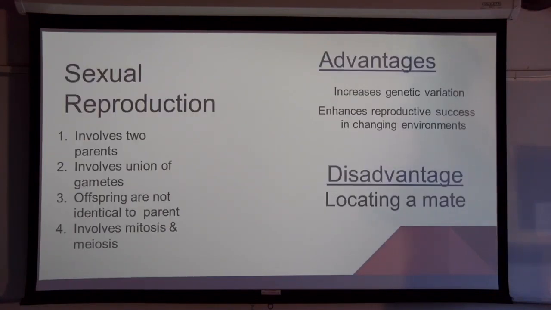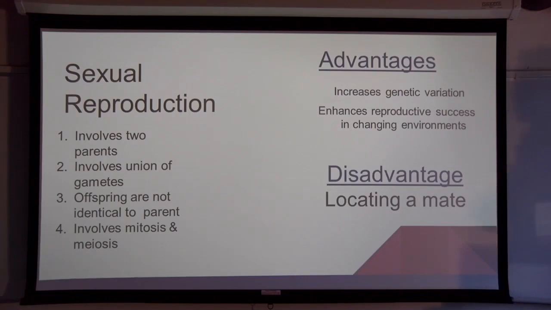Let's go on to sexual reproduction. Sexual reproduction, on the other hand, involves 2 parents. It now involves the union of the gametes. This is the sperm and the egg. The offspring are not identical to the parent, and we're going to see meiosis and mitosis play out in this. The advantage to sexual reproduction is that now we're going to create genetic variation.